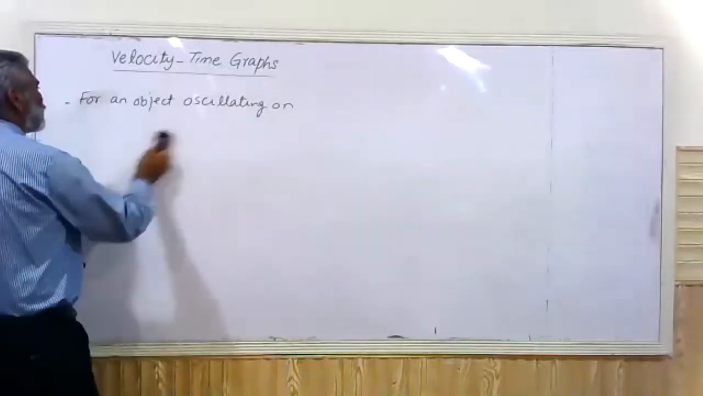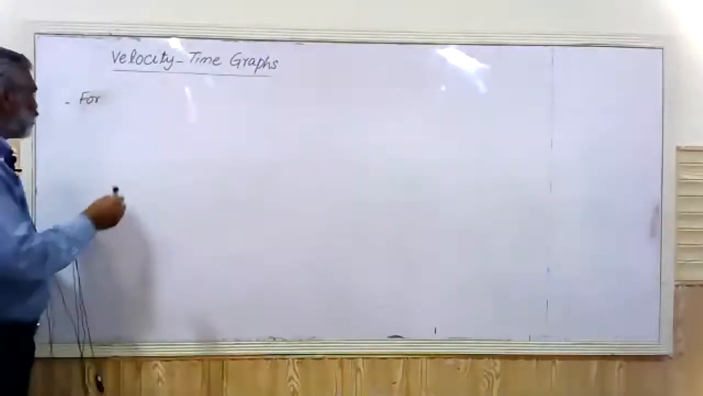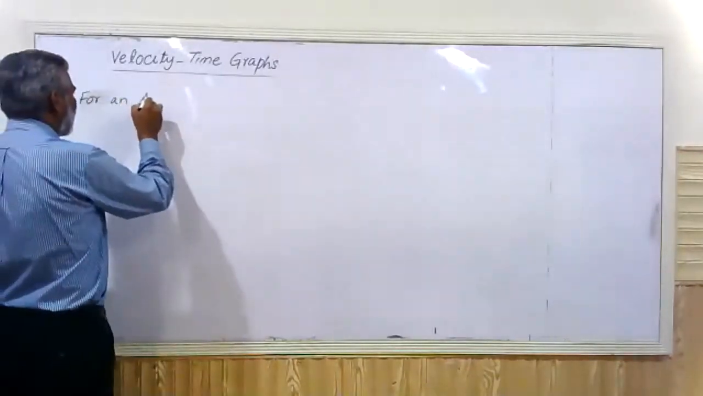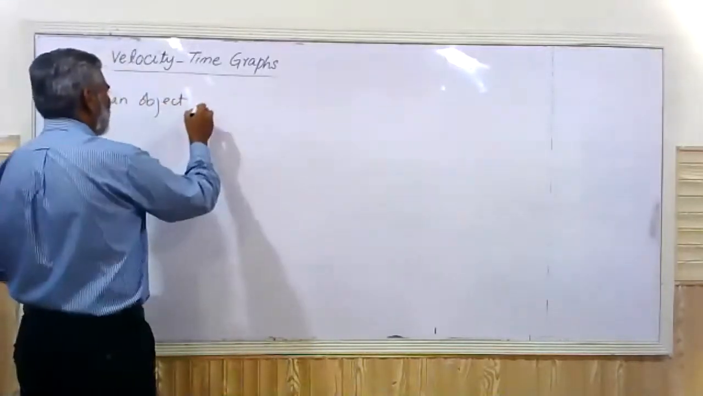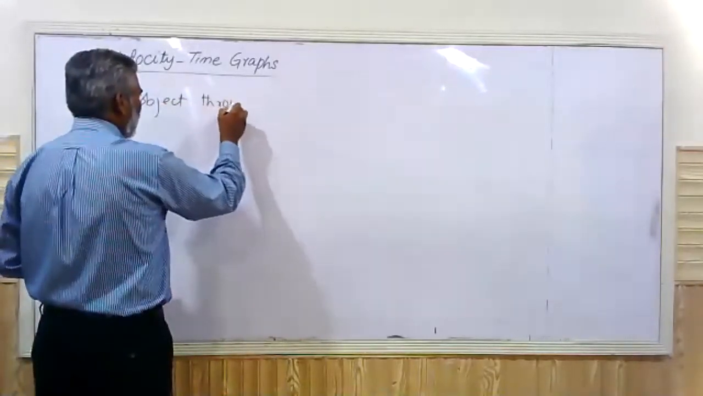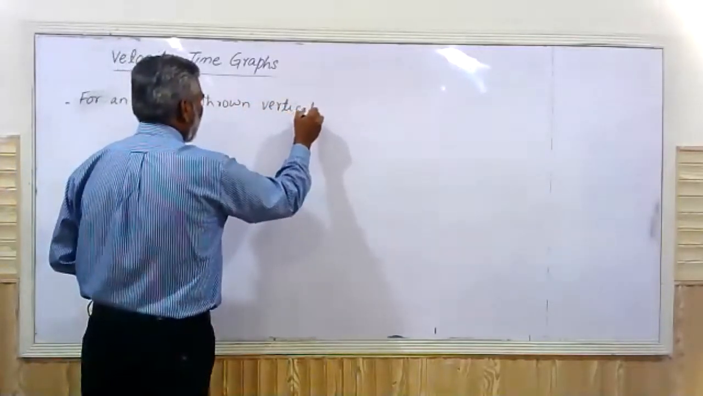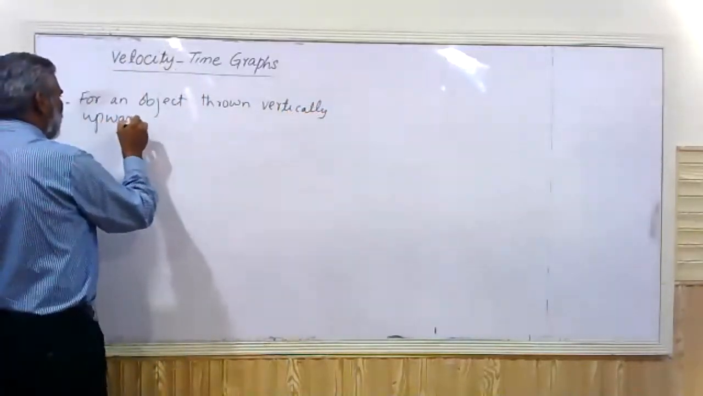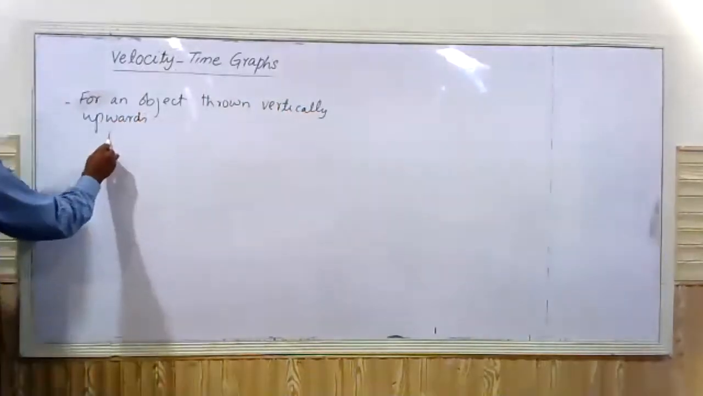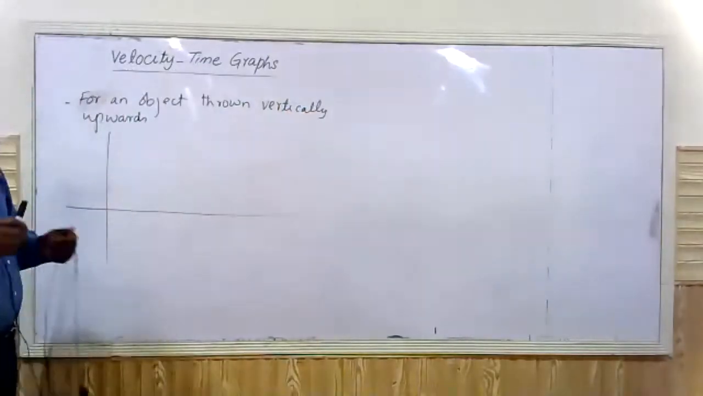For another object, the velocity time graph for an object thrown vertically upwards. When we throw an object vertically upwards, the initial is time.